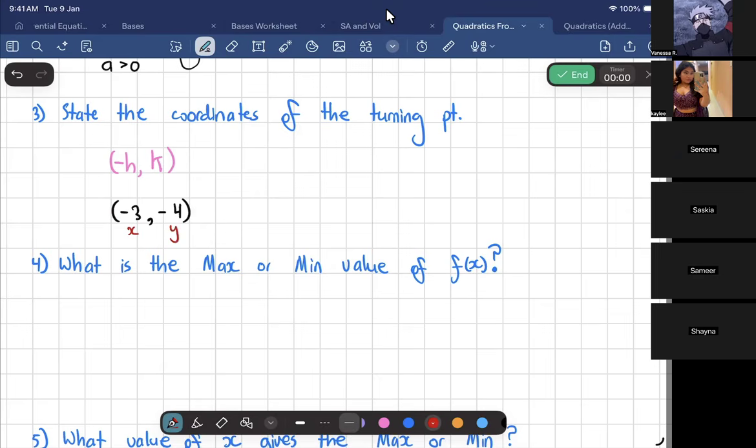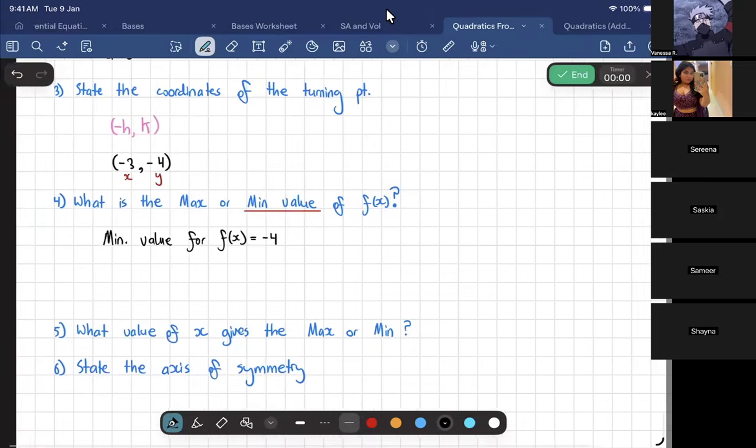If you want to figure out the minimum value, because that's what we're dealing with, and you want to figure out how low the graph is going, look at the y-axis. The y-axis will tell you how low it's going. So just say the minimum value for f of x is equal to -4.